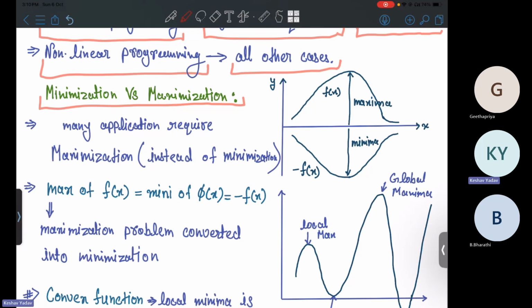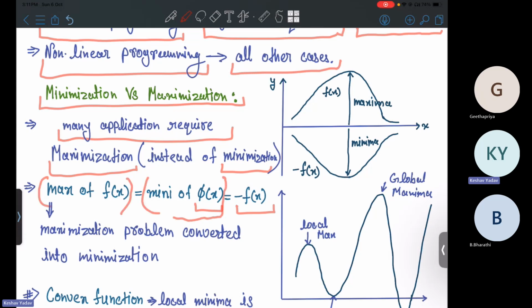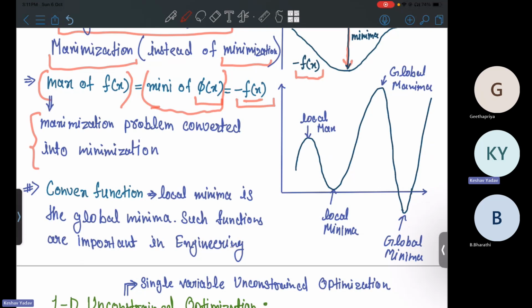Now suppose we want to do maximization, that is, find the maximum value of a function. The maximization problem can be converted to a minimization problem if we consider some phi of x that is equal to minus f of x. So if we want to maximize f of x, we need to minimize phi of x, where phi of x is equal to minus f of x. Suppose there is some function f of x like this, having some maximum here. If I plot minus f of x, that will have the minimum at the same location, but with a minus sign. In this way, we can convert a maximization problem into a minimization problem. Very easy.